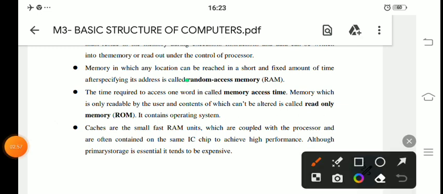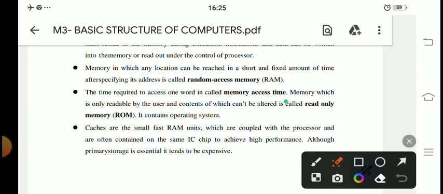Next, what is a random access memory? A random access memory is a memory in which any location can be reached in a short and fixed amount of time, meaning the primary memory. You can access this memory at a faster rate in a short duration of time. That type of memory is called random access memory. The time required to access one word is called the memory access time. If we consider this as a memory, the time required to retrieve any information from one block is called the memory access time.